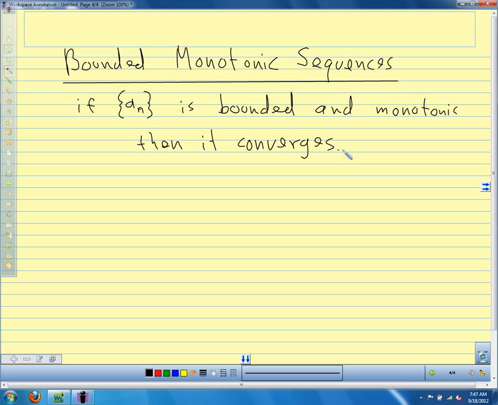Bounded. What do you mean by bounded? It has boundaries. It doesn't get bigger or smaller than something.